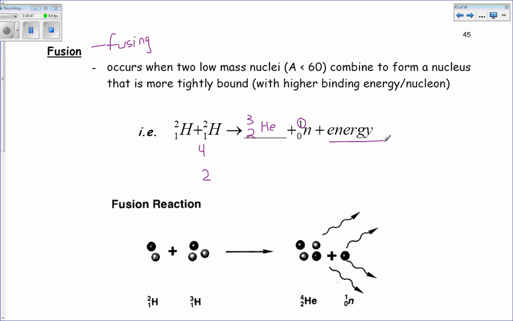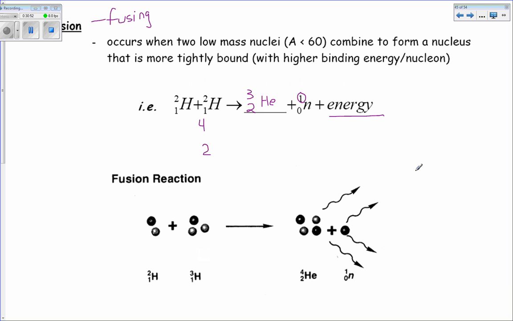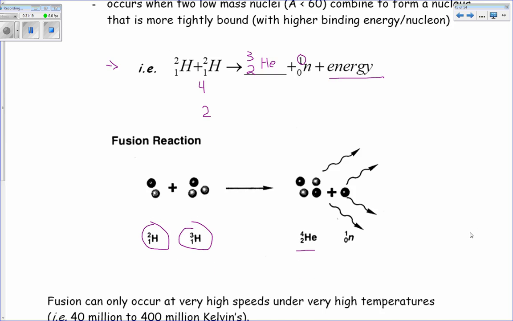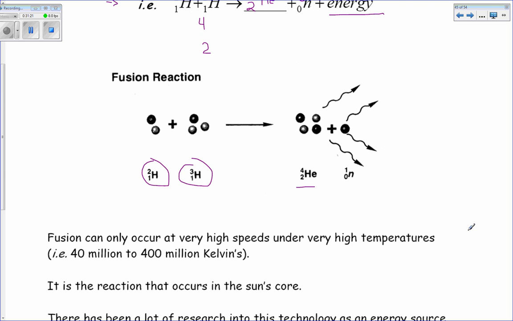You get a tremendous amount of energy, way more energy in fusion than in fission, which is why there's been a lot of research into it. It is the reaction that occurs in the core of the sun, and this one here is one of the reactions that occurs in the core of the sun, when two hydrogen isotopes combine to form helium. This one shows hydrogen 3 and hydrogen 2, so you get an alpha particle and a neutron, but a very, very large amount of energy.